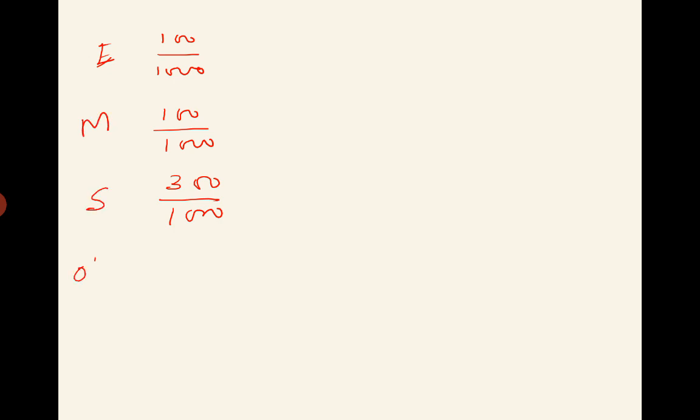So the first element is 100 and its column total is 1000. The second element is again 100 and its column total is 1000. The third element in the first column is 300, its column total is 1000. This is for the energy sector, this is for the manufacturing sector, this is for the service sector, and the final one for others is 500 over 1000. This is the column for energy.